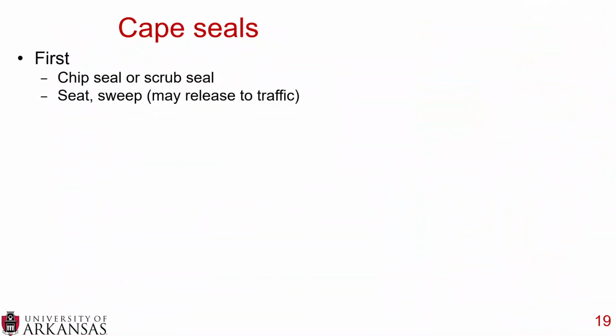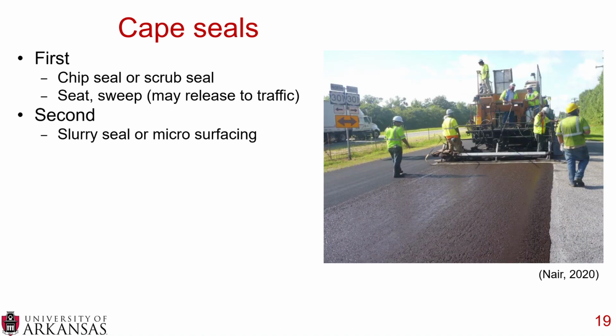All right, now cape seals. First, you place either a chip seal or a scrub seal, depending on how much cracking you have, depending on what you want. You seat the aggregate with a pneumatic tire roller, you sweep it, and again, you may release to traffic. Then after that, you place either a slurry seal or a microsurfacing. So you place some sort of slurry surfacing treatment.